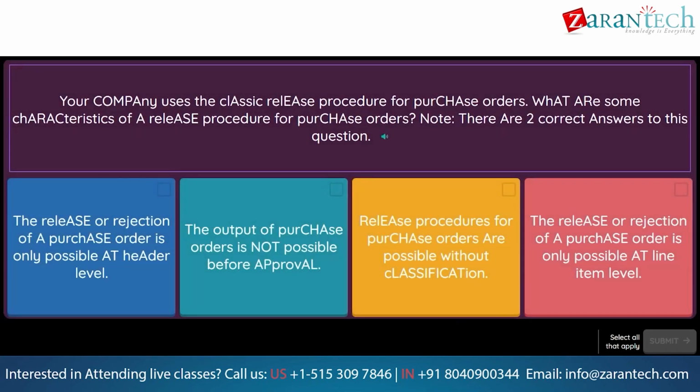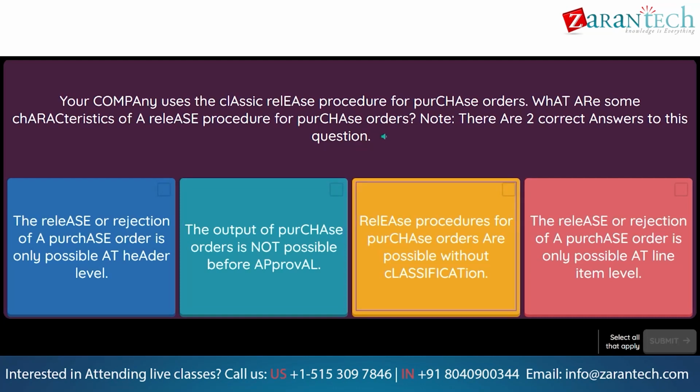Question: your company uses the classic release procedure for purchase orders. What are some characteristics of a release procedure for purchase orders? Note, there are 2 correct answers to this question. Option 1, the release or rejection of a purchase order is only possible at header level. Option 2, the output of purchase orders is not possible before approval. Option 3, release procedures for purchase orders are possible without classification. Option 4, the release or rejection of a purchase order is only possible at line item level.